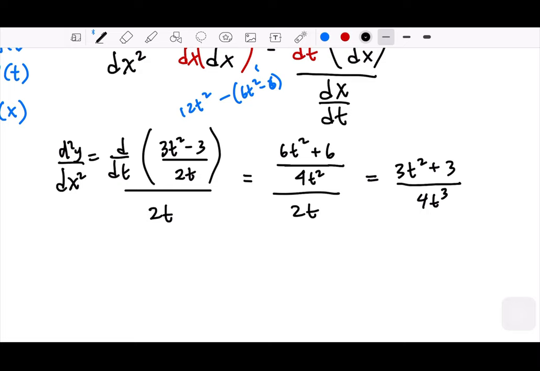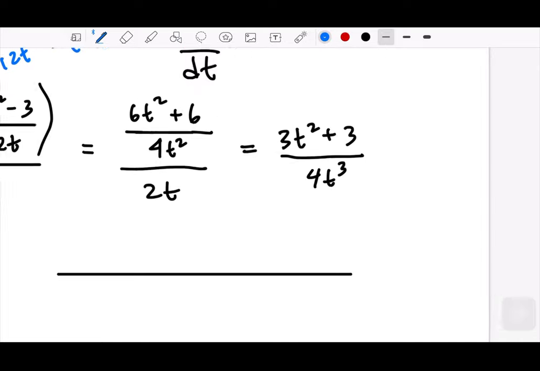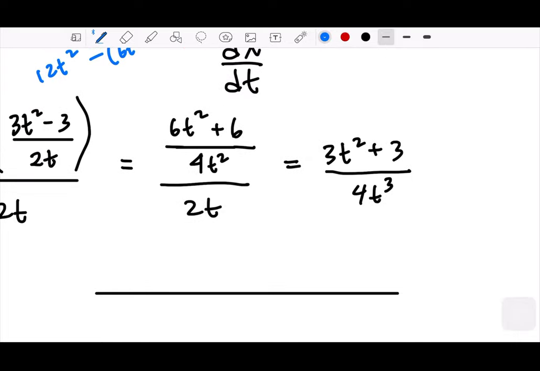How do we know the concavity? We can have a number line here, and we are going to check our equation: 3t squared plus 3 over 4t cubed. Of course, we don't want this to be 0, right? So probably that will be one term. I think it's only zero that is excluded from the equation, so we can write line number zero.